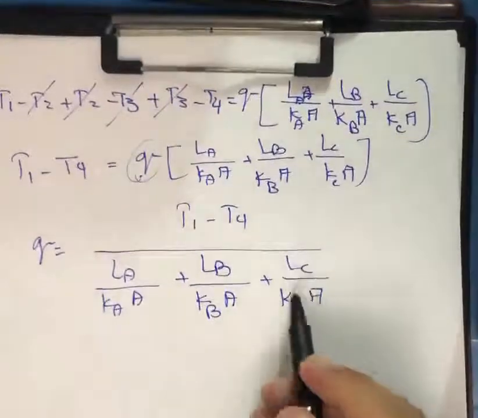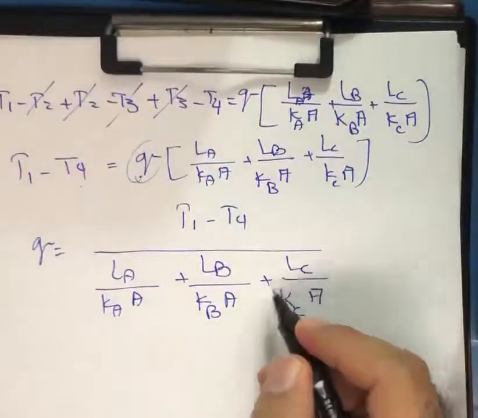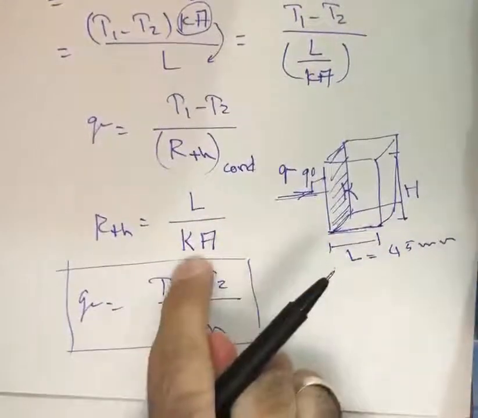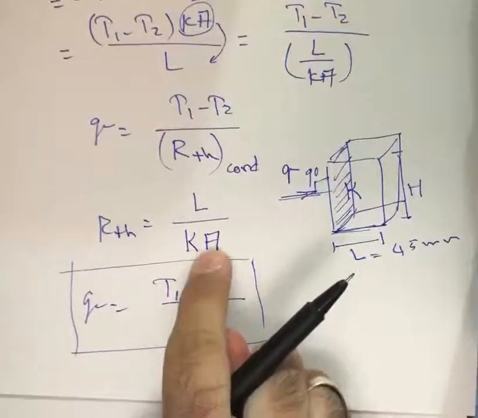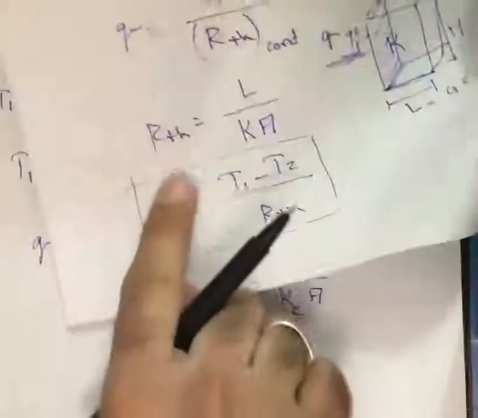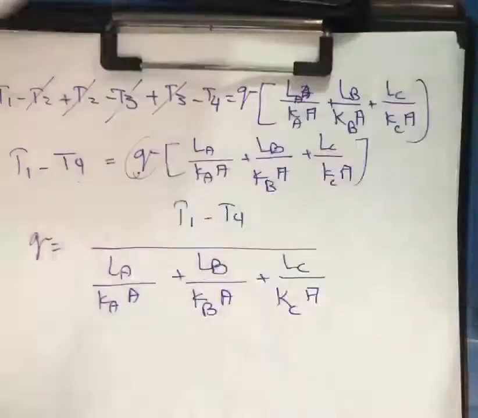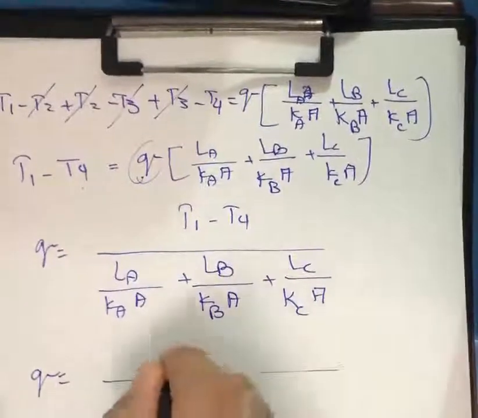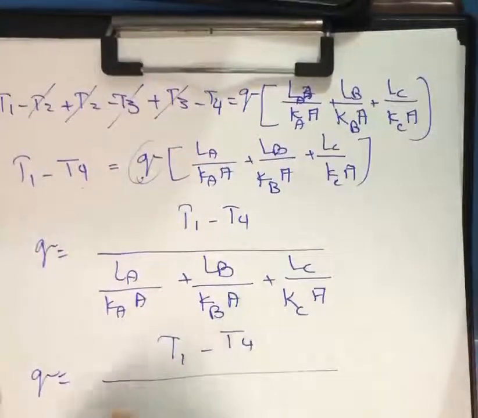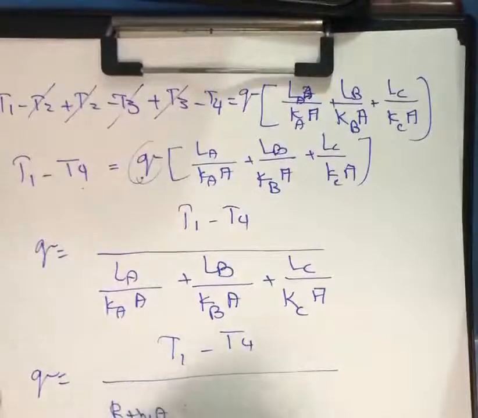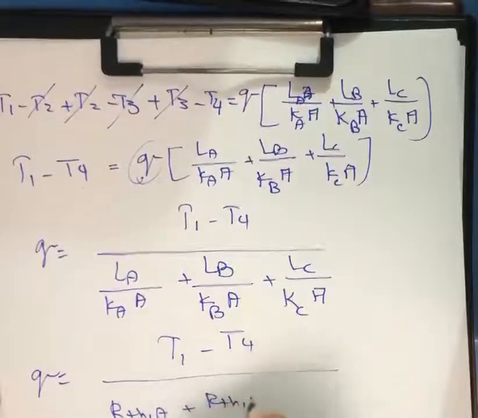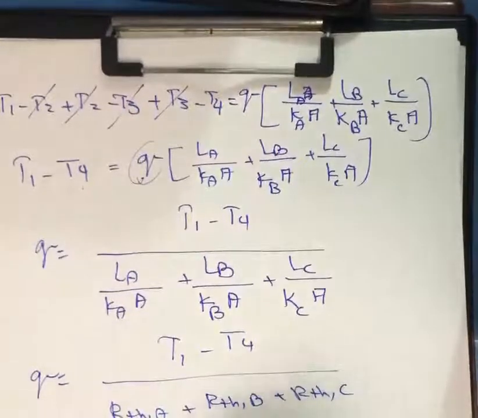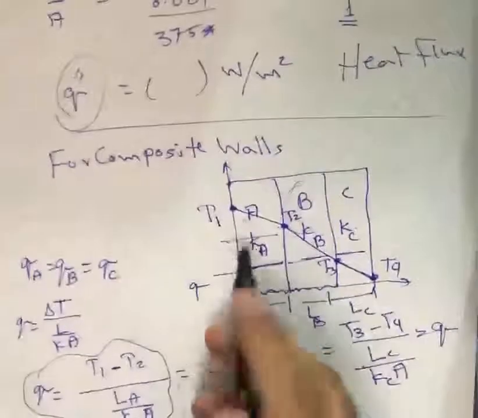Now, if you remember, I told you that the length of the wall divided by its thermal conductivity multiplied by the cross-sectional area is nothing but the thermal resistance. So I can write that Q equals T1 minus T4 divided by the thermal resistance of A, plus the thermal resistance of wall B, plus the thermal resistance of wall C, because we have three walls.